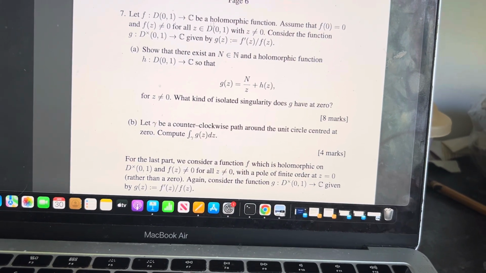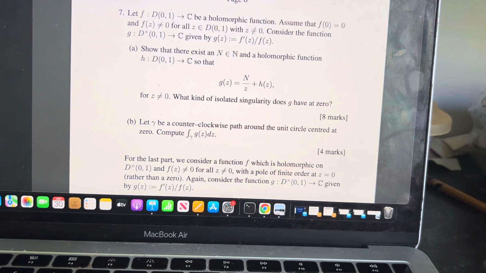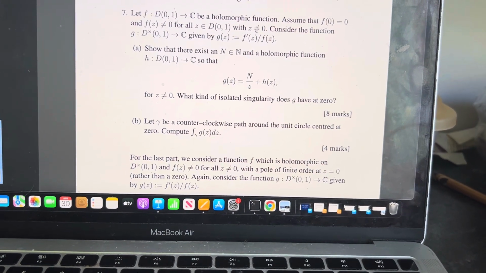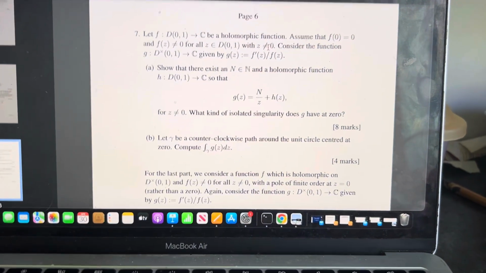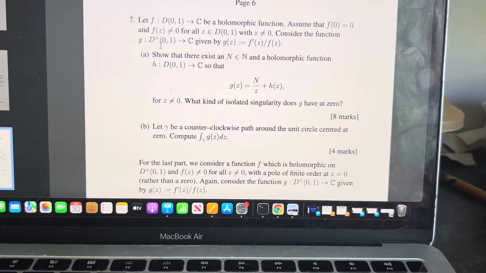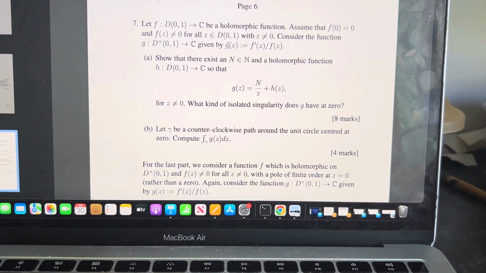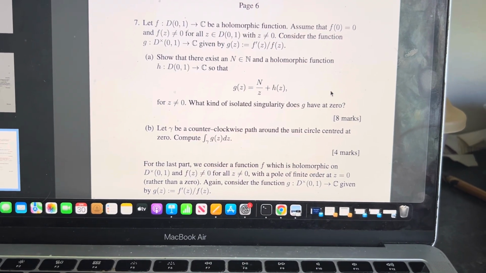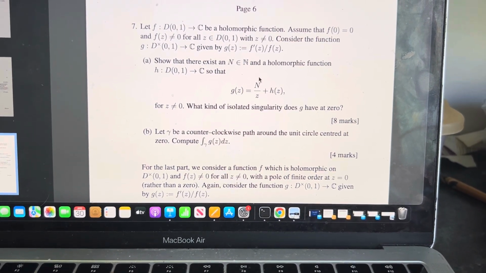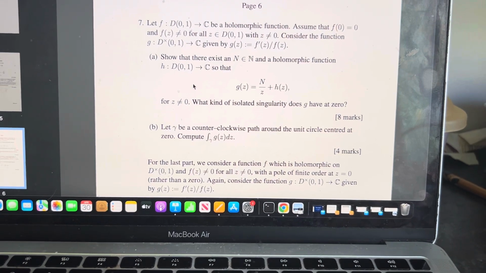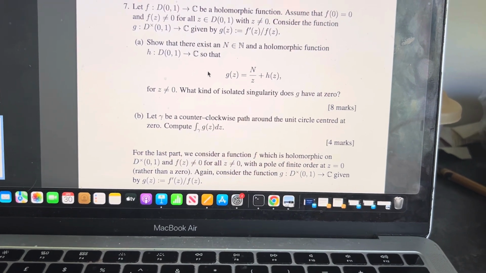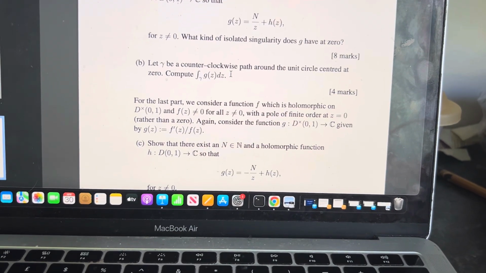Let f be a holomorphic function, assume that f of 0 is 0, and f of z does not equal 0 for all z in that disk with z does not equal 0. Just say it only equals 0 when z equals 0. Consider the function g on the punctured disk of 0, 1, given by g of z equals 1 over f of z. Okay, this seems like what I mentioned earlier about the whole z to the n times another function of z. I think that'd come into play here.